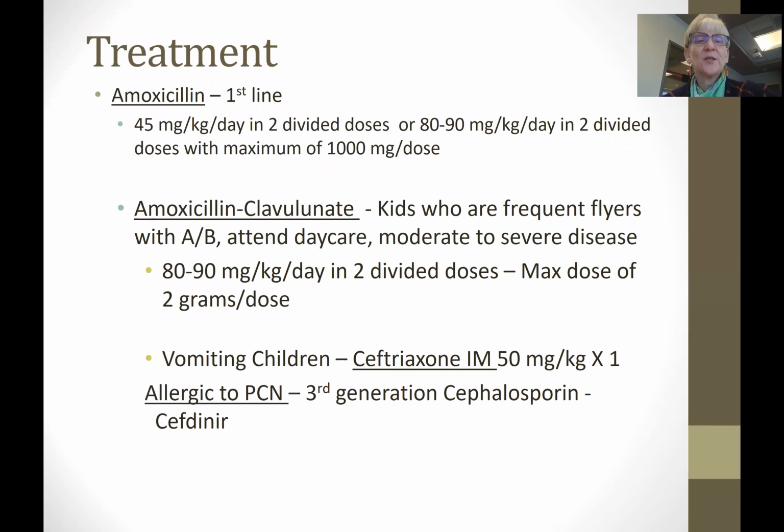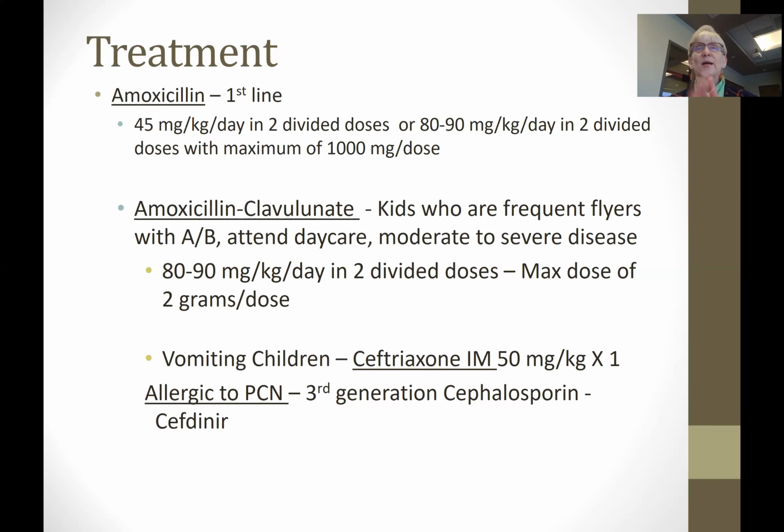What are we going to do for sinusitis? Amoxicillin is our first line, anywhere from 45 to 50 mg per kg per day in 2 divided doses, or our 80 to 90 mg per kg per day in 2 divided doses with a maximum of 1,000 milligrams per dose, i.e. a maximum of 2,000 milligrams per 24 hours.